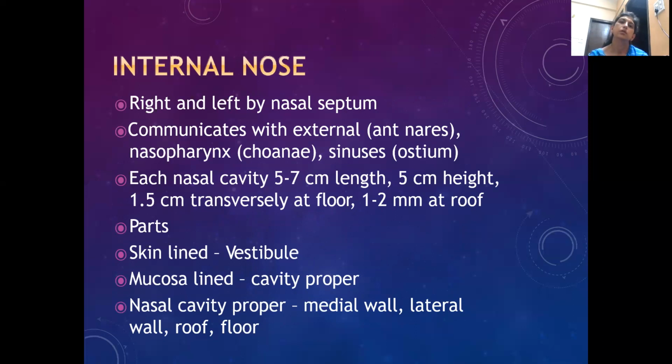The internal nose. Basically, the interior of the nose is divided into right and left nasal cavities by the nasal septum. They communicate with the external environment through the anterior nares, and posteriorly, the nasal cavities communicate to the nasopharynx by the choana, and on either side through the sinuses, through their openings. That is called as ostium of the sinuses.